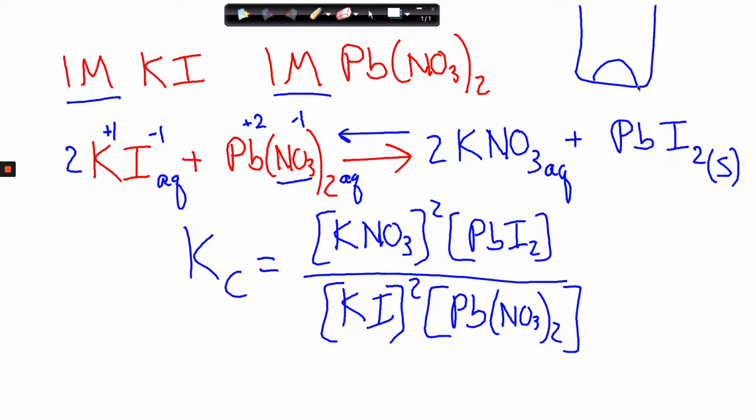But listen carefully, don't miss this. If this is the lead 2 iodide on the bottom of the beaker, what is the molarity of the lead 2 iodide? What phase is it in? It's a solid. How much of it is dissolved in water? None. It's a precipitate. It doesn't dissolve in water. So what is its molarity? It is 0.